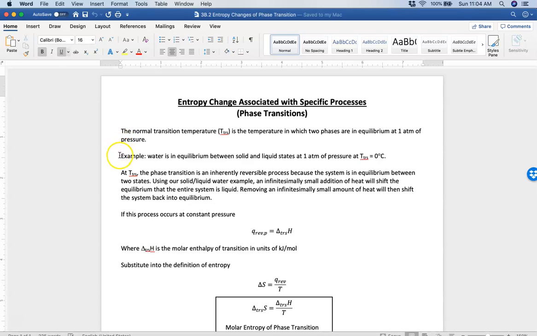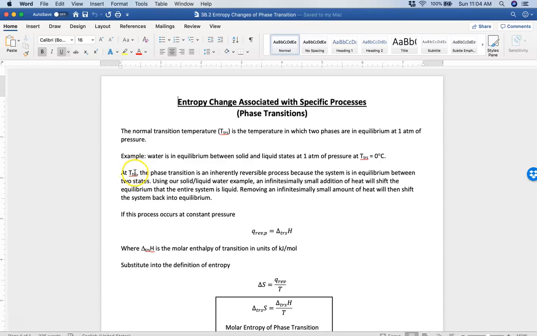And so, for example, if we take that example of water, water is going to be in equilibrium between both a solid and a liquid at 1 atmosphere of pressure when the temperature of the system is equal to 0 degrees Celsius. So we have this equilibrium between the two phases.